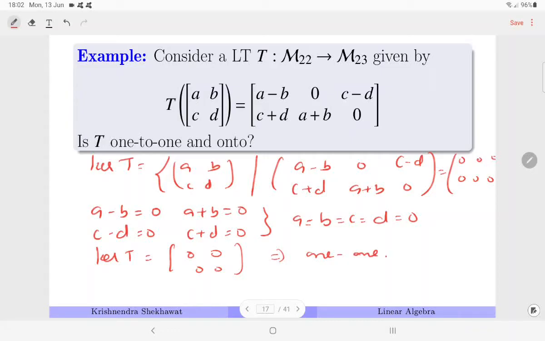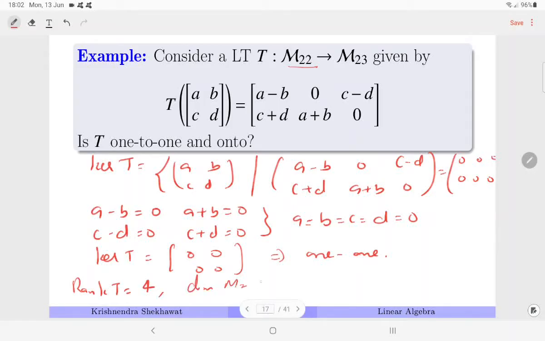Yes, now I have to check onto. I directly use the rank-nullity theorem to check onto. Now T is 1-1, that means rank T is equal to rank plus nullity, which is the dimension of M22, which is 4, 4 minus 0, which is 4.